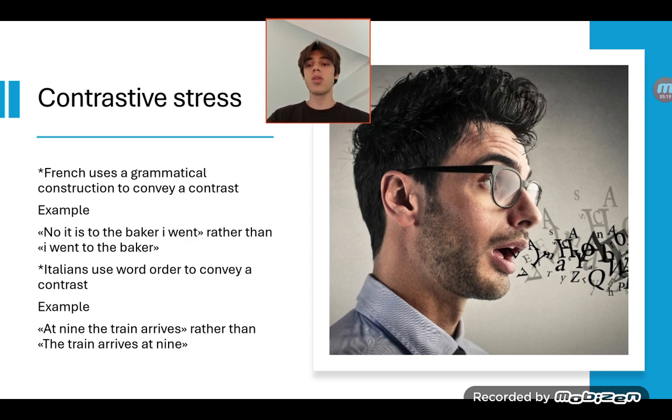Italians use word order to convey a contrast. Example: "At 9 the train arrives," rather than saying "the train arrives at 9."